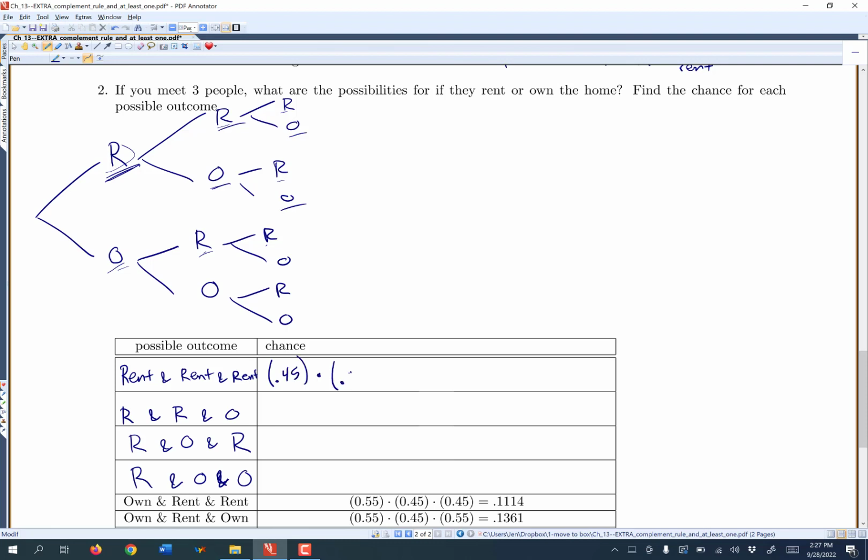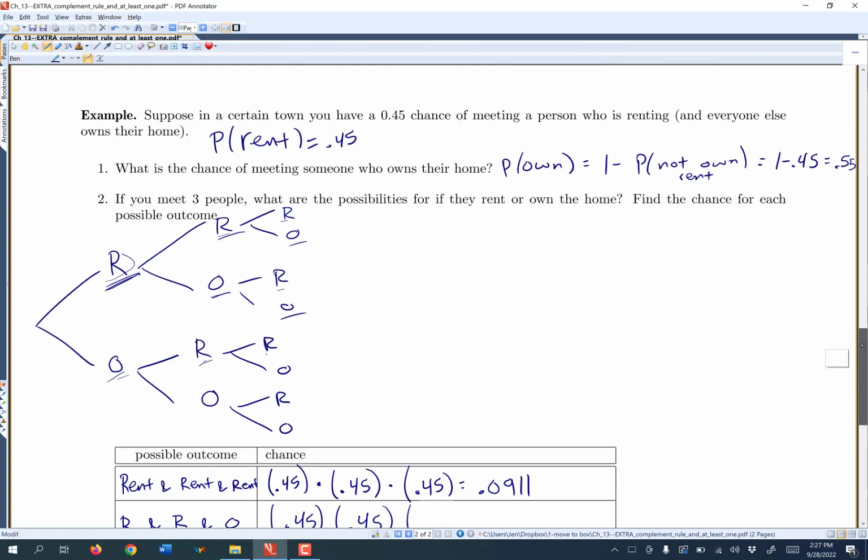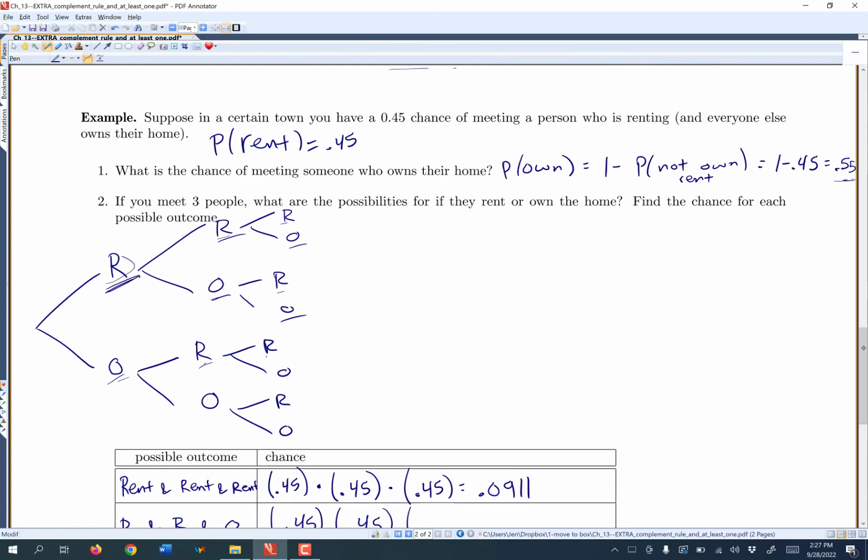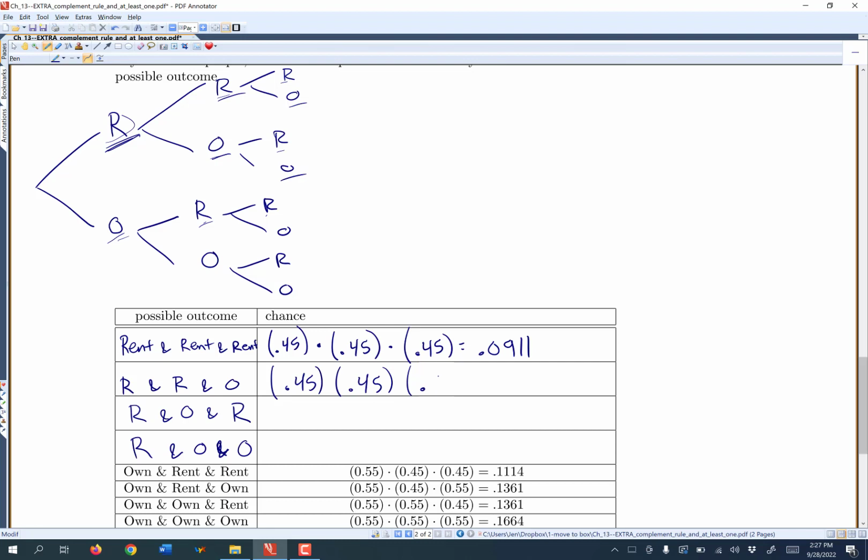And then we want the next person to rent, so that would still be 0.45 times, and then the next person we want to rent, so again, 0.45. And I put that into my calculator to get 0.0911. Now if I wanted rent and rent and own, well, rent is 0.45, and then we'll times it by the next person of 0.45, and then we'll times it by the next person, which we actually want to own. And in the first part, we said the chance to own is 0.55. So we'll say 0.55 now, and that changes my probability to 0.1114.